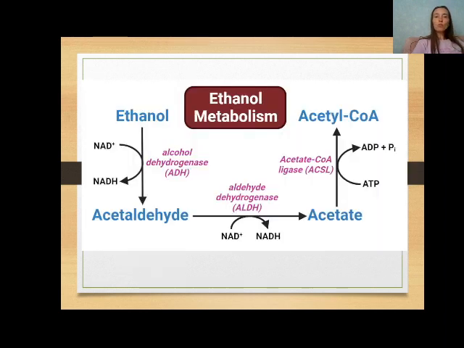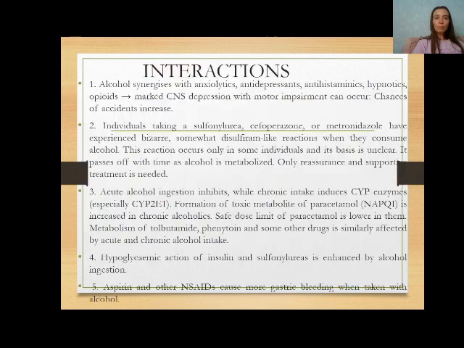This is a picture of ethanol metabolism in the liver. Ethanol is converted to acetaldehyde by the enzyme alcohol dehydrogenase. Acetaldehyde is then converted to acetate by aldehyde dehydrogenase. Acetate is then converted to acetyl coenzyme A by acetate coenzyme A ligase. This conversion normally takes place in the liver. Then we return to this picture again.